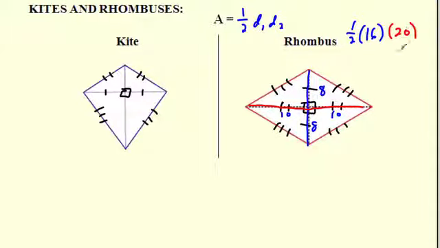So you've got to add those diagonals together. Then it's just a matter of multiplying it out. Half of 16 is 8 times that is 160. So again, I don't know what this is. Let's just say it's units. I just kind of made this one up, units squared. So that's going to be important.